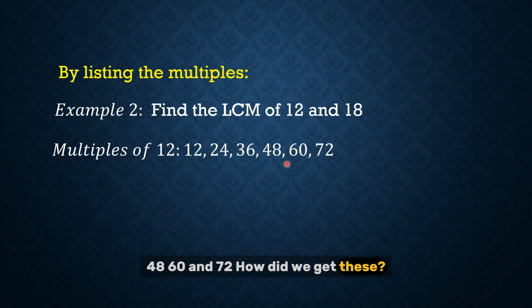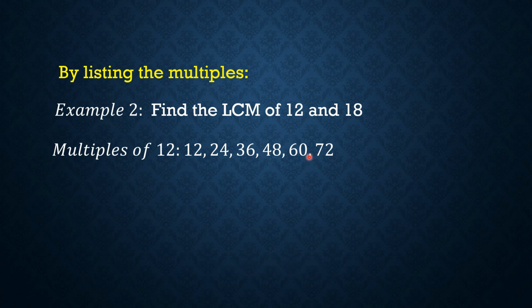How did we get this? Multiply 12 by 1. 12 times 1, 12. Then by 2. 12 times 2 is 24. Then by 3. 12 times 3 is 36. Then by 4. 12 times 4 is 48. Then by 5. 12 times 5 is 60. Then by 6. 12 times 6 is 72.